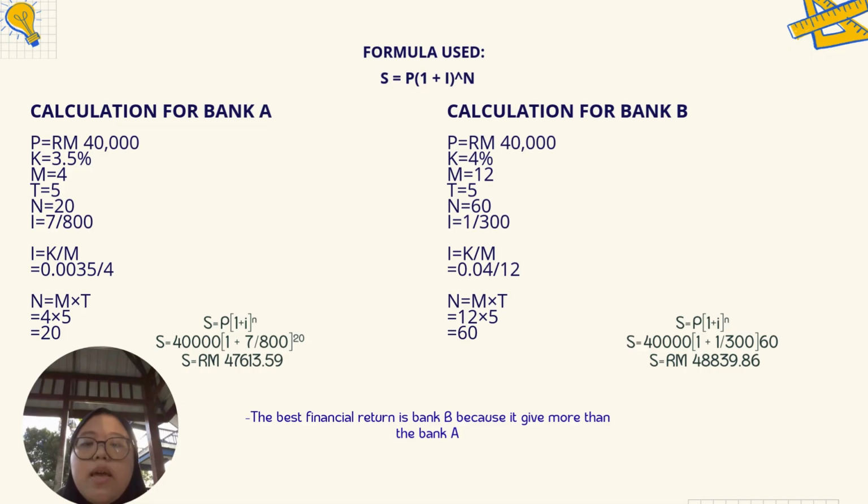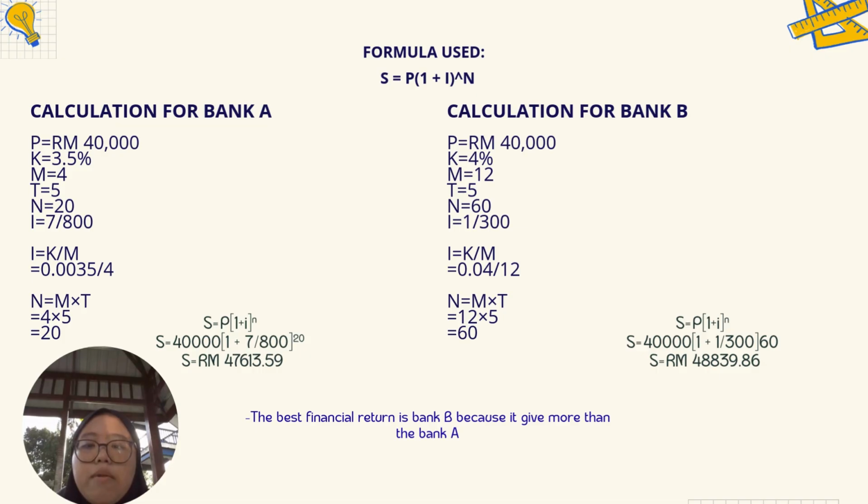So by using the formula S equals P (1 plus I) power of N, insert the information that we get, which is 40,000 (1 plus 7 over 800) power of 20, and we will get S equals RM47,613.59. Next, we will do a calculation for bank B.